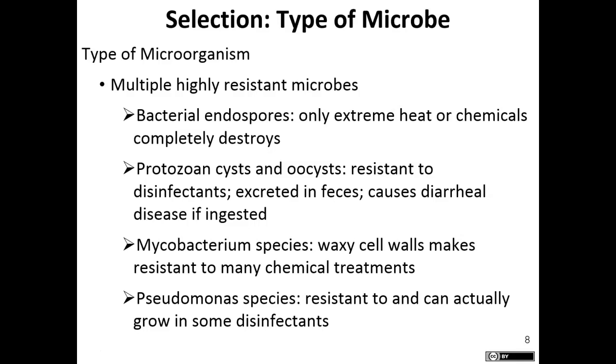Another example of an organism that is resistant is Mycobacterium. Because of the mycolic acid in the cell wall, it's going to be very resistant to certain chemicals. And then there are some organisms that actually grow in disinfectants. An example is Pseudomonas, which oftentimes will be growing in a betadine solution.